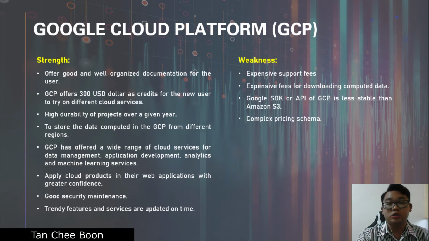and machine learning services. And there are some weaknesses of GCP, which are the expensive support fees and also the fees for downloading the computed data. And the Google SDK or the API of GCP is less stable than Amazon's S3 service, and it has a complex pricing schema.